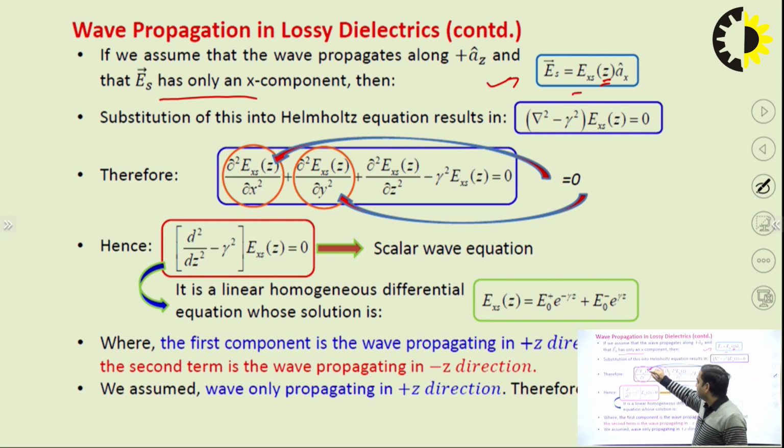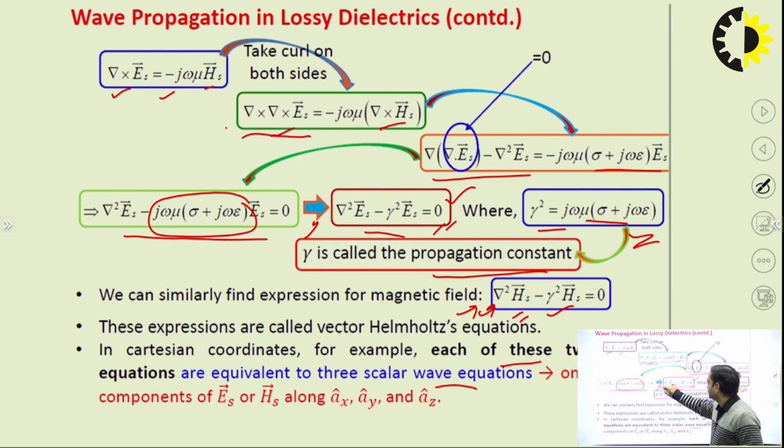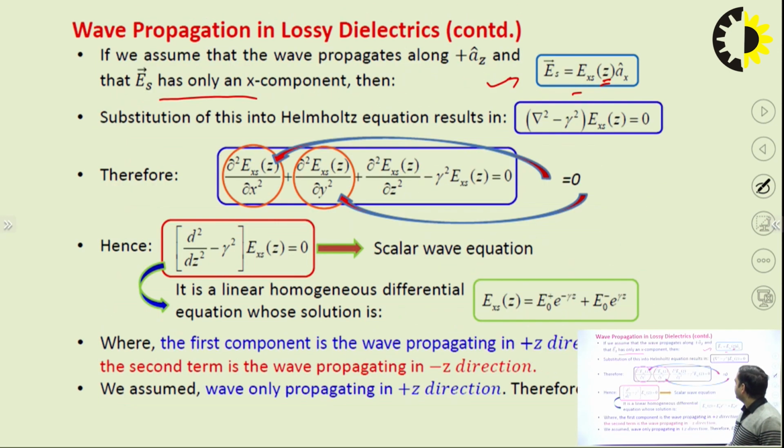Okay, then we can substitute this into the equation which we had just derived. Here you can see, in this equation we can put the value of E. So when we put it, we will get del square minus gamma square Exs z. So this subscript x is representing the x component of the electric field, s is the lossy case, z is representing the direction of the wave propagation, and this gamma is nothing but the wave propagation constant.